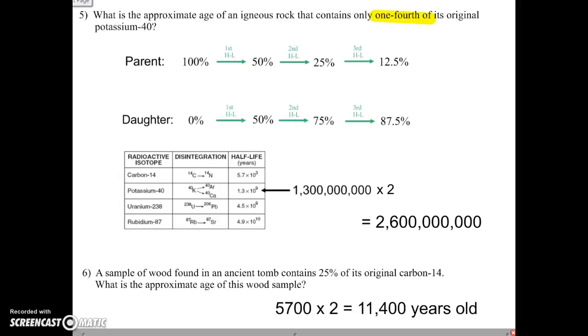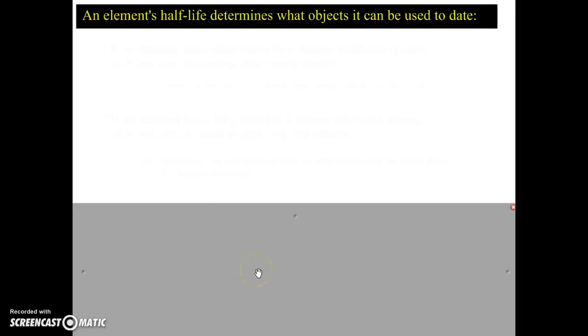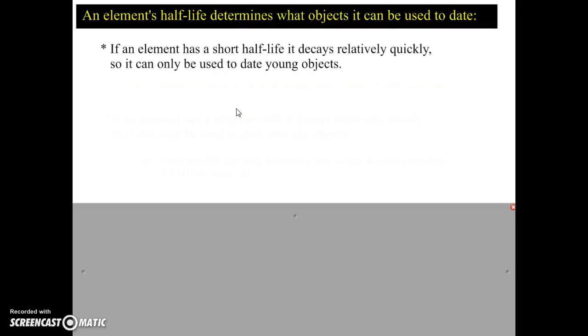Now, there are some other things that you need to be aware of when we're using this process. First of all, if you want to use this technique, you have to figure out which element to use. If an element has a short half-life, it means that it breaks apart quickly. And so after a short amount of time, it will have broken apart so much, it's going to be really hard to measure. There's going to be so little of it left. For example, out of the isotopes we've been looking at, carbon-14 has the shortest half-life, right? 5,700 years for half of it to decay. After around 70,000 years, there's not going to be enough carbon left to even measure. So you can only use carbon-14 for things that are not very old.